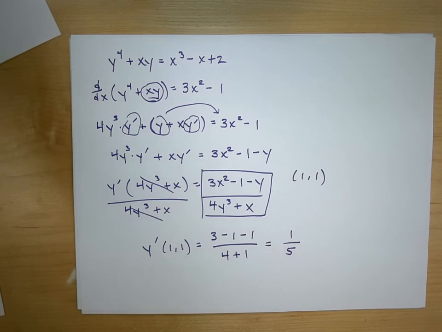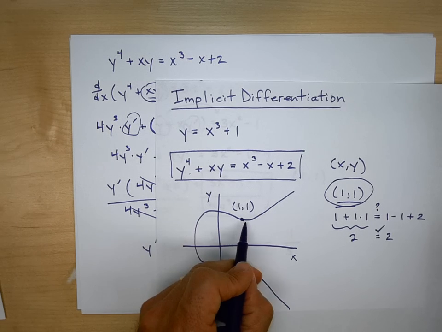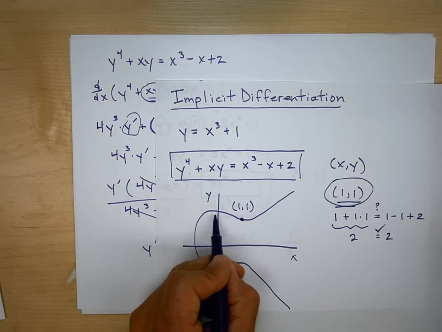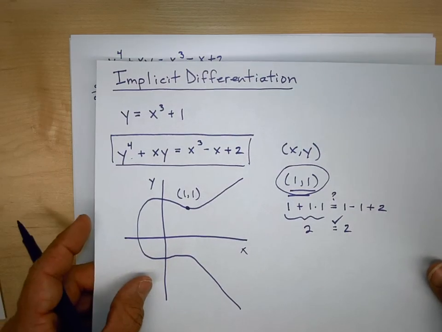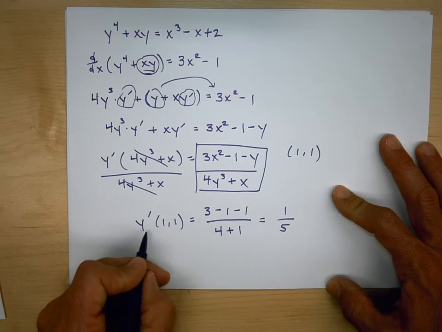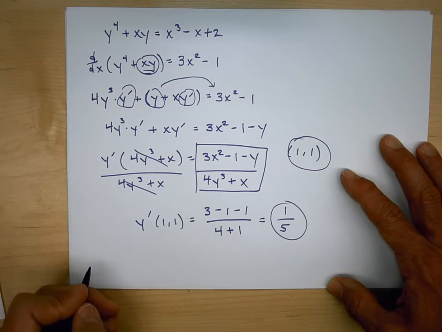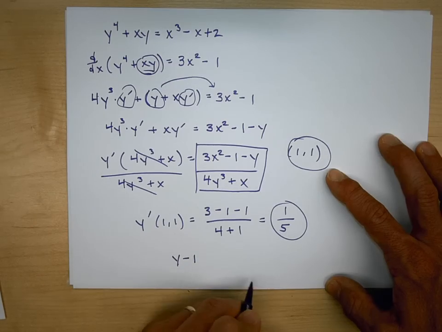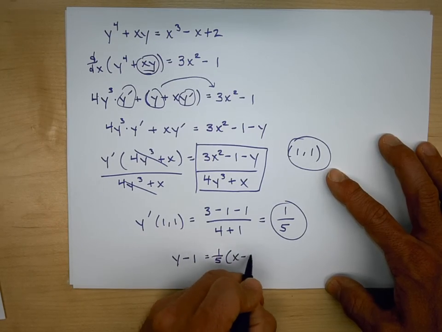We'll see how good of a job I did. Not a very good job of sketching this, right? Because here it looks like the slope of the tangent line would be negative, but we actually found it to be positive. So my sketch isn't very good, but it does look sort of like that. Anyways, we want the equation of the tangent line. So we know that 1, 1 is on the curve. We know that's the slope of the tangent line at that point. This is my point of tangency, so I have y minus 1 equals 2/5 times x minus 1.